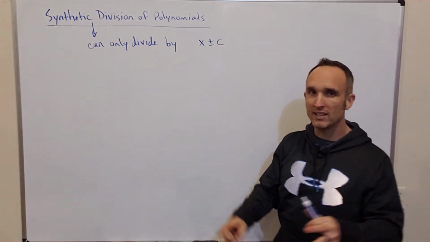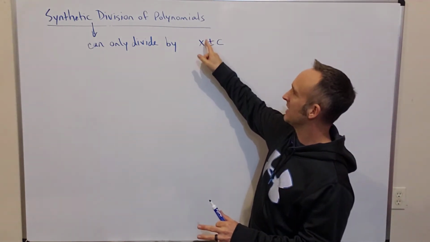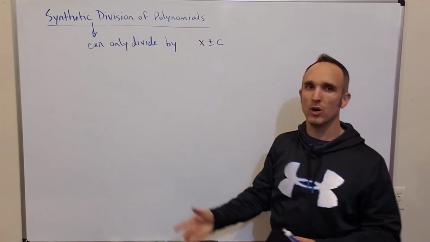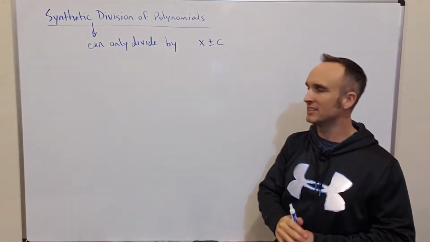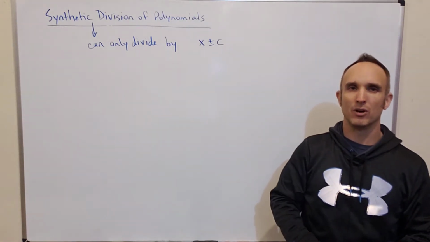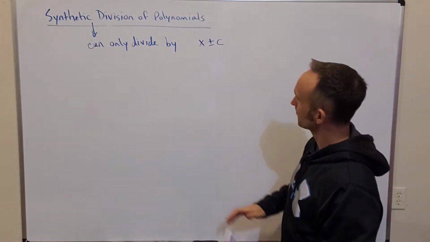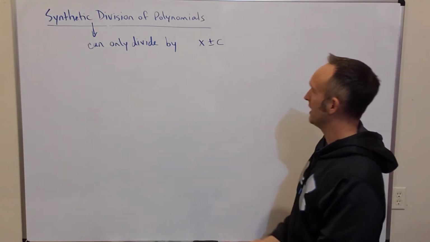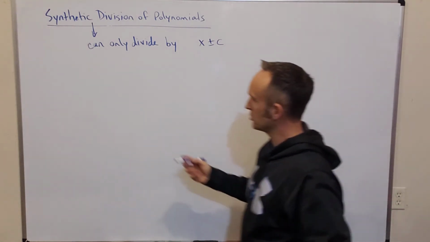Now there are ways to deal with this if it's x to the first, but you have a coefficient other than 1. I'm not going to get into that here because that's not necessarily the purpose of this video, but I might do a follow-up video later on if anyone's interested. Okay, so we can only divide by x plus or minus a constant. So let's try this out.